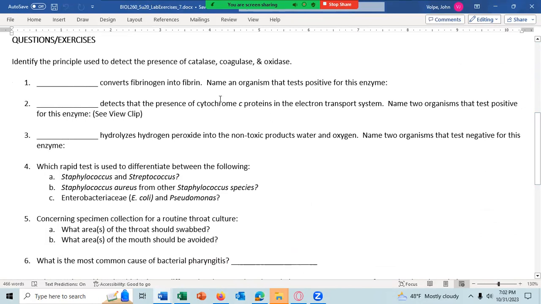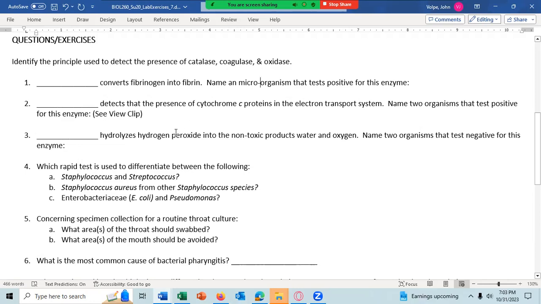Identify the principles used to detect the presence of catalase, coagulase, and oxidase. And one of these three enzymes will be the answers for the first 3 questions and really for the first 4 questions. So what enzyme converts fibrinogen into fibrin? And then 1B, name an organism that tests positive for this enzyme. And when I say organism, I mean micro. This is microbiology, so you cannot say humans have the enzyme. You must give me a microorganism.